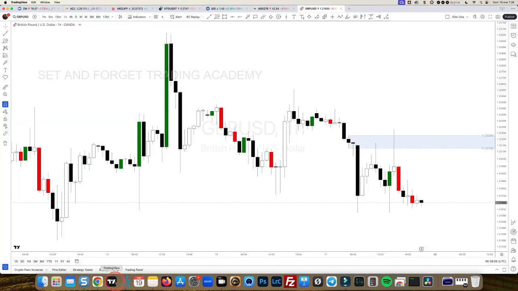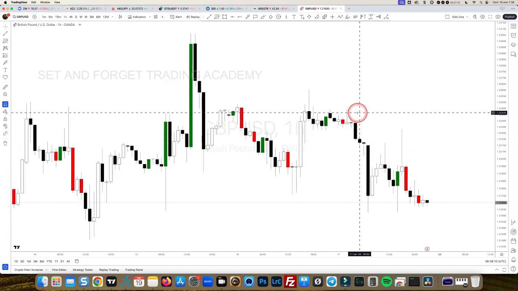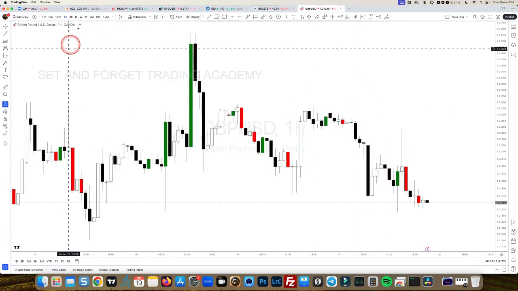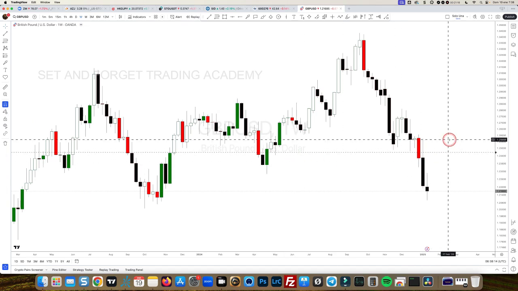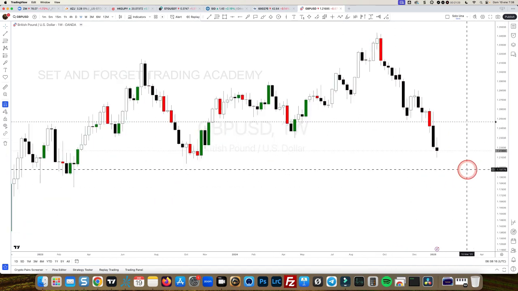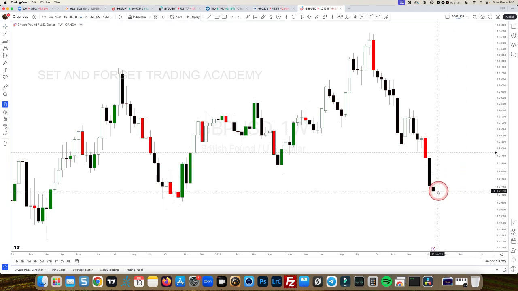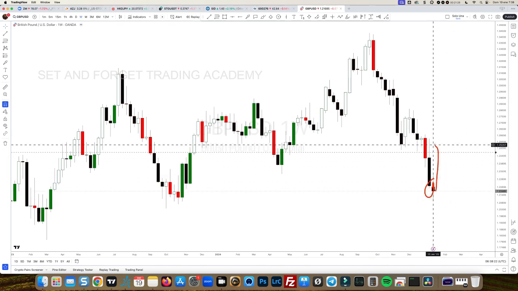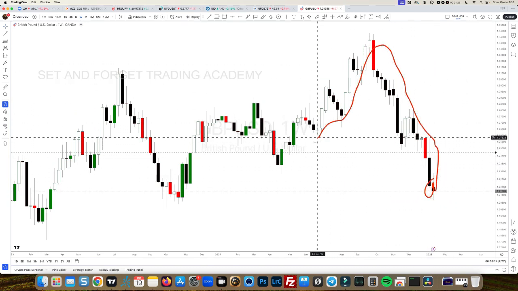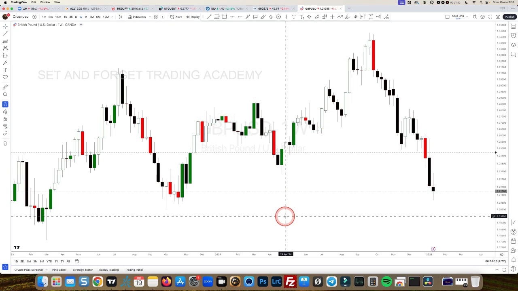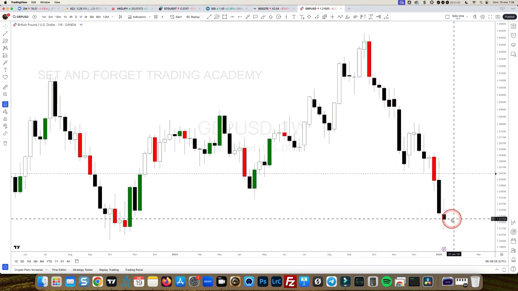So if we continue, okay, those RCPs, let's change the time frame. Let's take a look at the weekly time frame on the pound dollar to see what we've got. So on the weekly time frame, we're going to start from here and we're going to go back to see where the CPs are. So we start from here and go up.